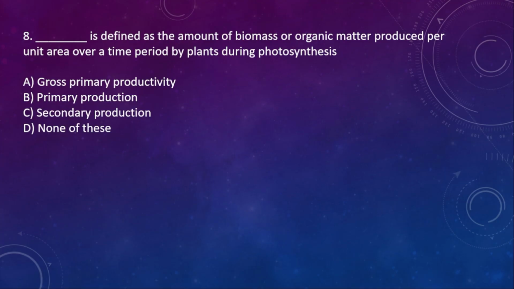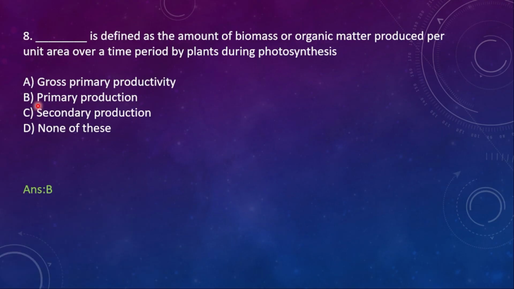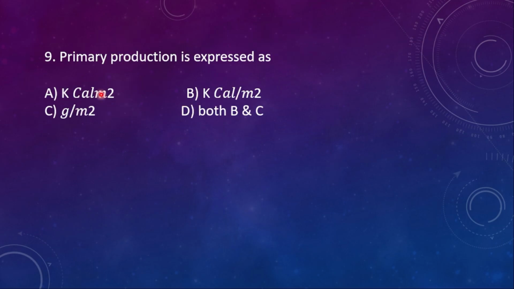Dash is defined as the amount of biomass or organic matter produced per unit area over a time period by plants during photosynthesis. This one is: A. Gross primary productivity, B. Primary production, C. Secondary production, D. None of this. Here the right option is option B, primary production. Next question. Question number 9.